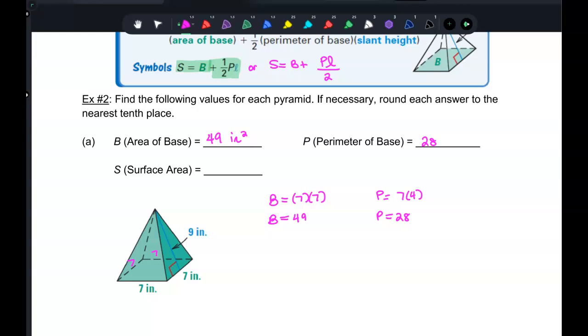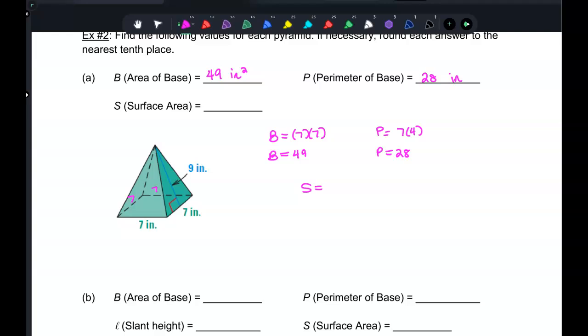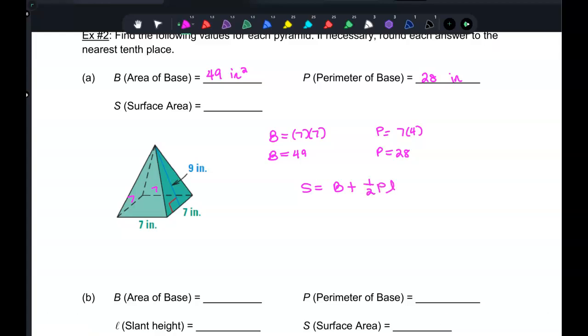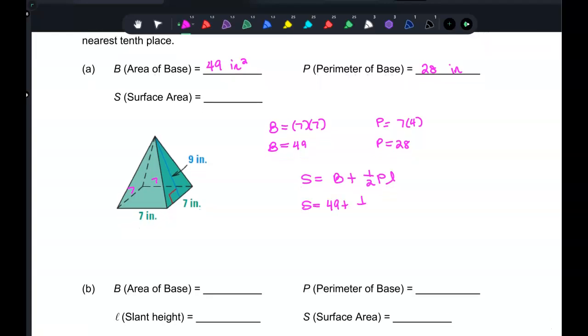And what were the units? Oh, inches. Okay. Do you have a preference for which formula we use? Do you want the one divided by 2 or the 1/2? The 1/2. Okay. So remember, it was area of the base plus 1/2 perimeter times L. We found the area of the base is 49. So 49 plus 1/2 times 28 times L. What's L stand for? That's the slant height, which is 9 in this case. Okay, we can just plug that all into the calculator.